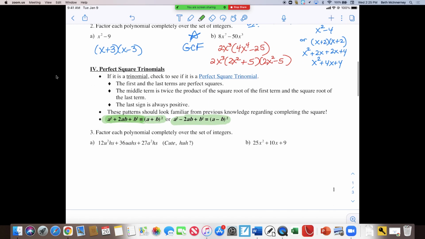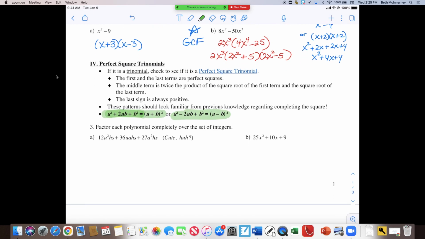So let's look at number 3 now. Remember step 1, look for the GCF. What's the GCF here? There's a 3. What about the letters? They have an H and an S.